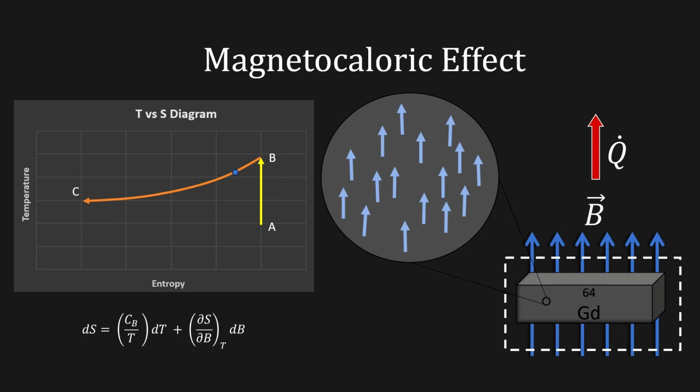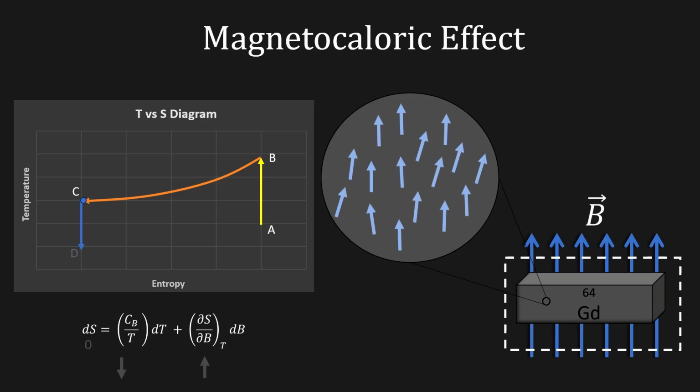If we keep the magnetic field applied and allow heat to leave the system via some secondary loop, we see that there's a temperature drop along with the decrease in total entropy. Now we remove the magnetic field in an adiabatic process.